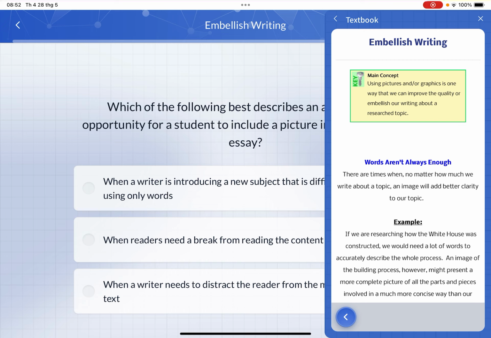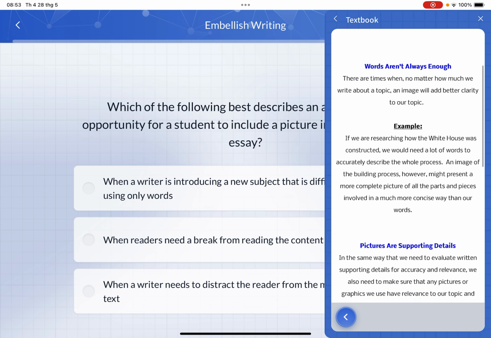feel like it's missing something that's going to get my point across to the audience better, so they understand it 100%. To solve this, we can use pictures or graphics to improve the quality or embellish our writing about a research topic. Of course, there are times when no matter how much we write about a topic, adding an image will add better clarity to our topic.